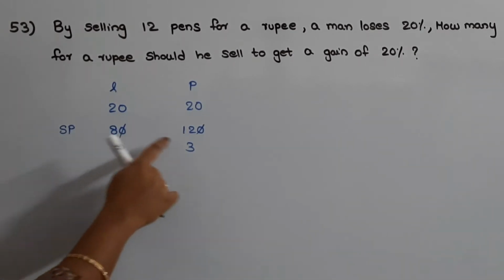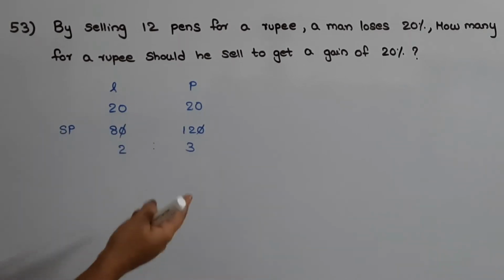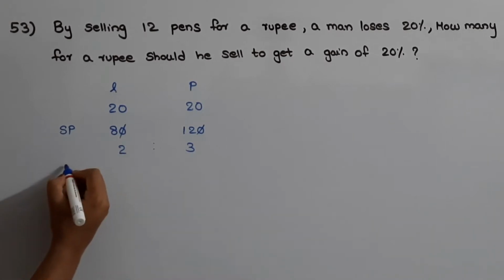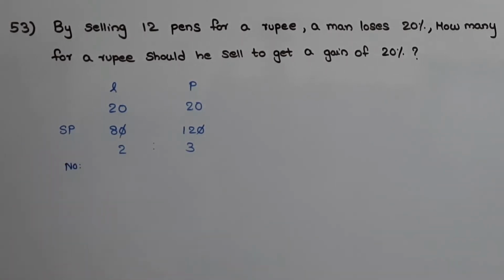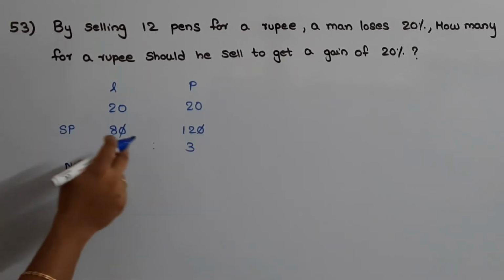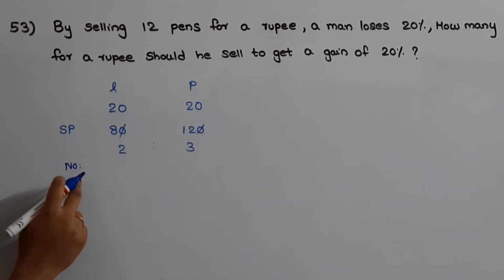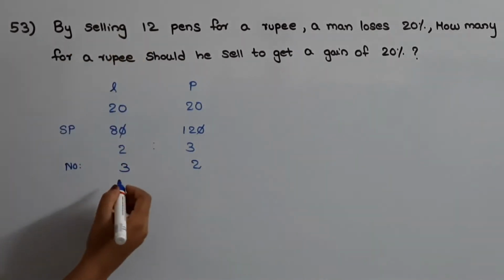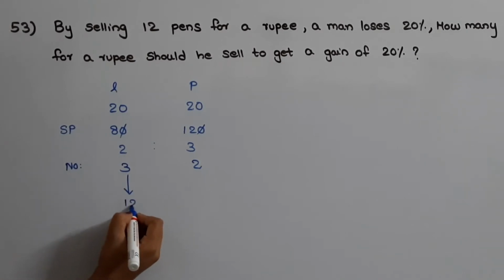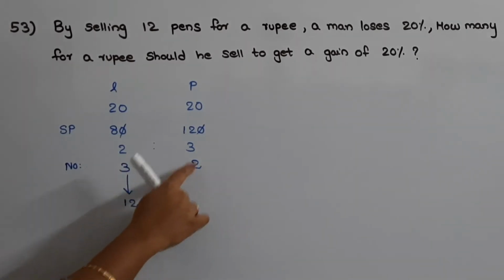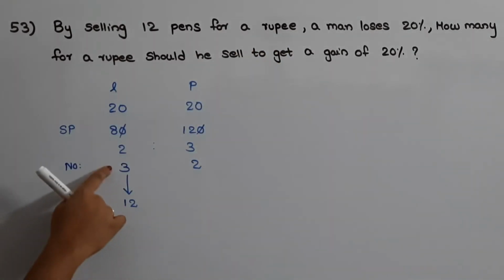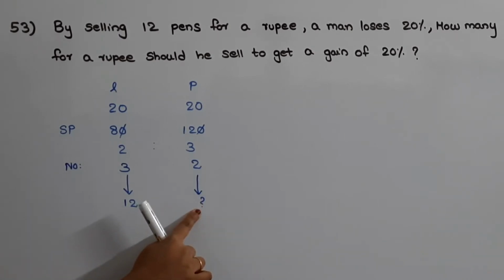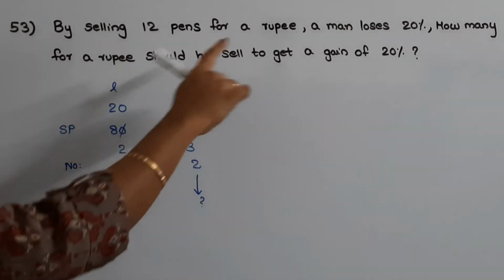Which means when the selling price increases, the number of pens which he should sell should decrease. Which means selling price is inversely proportional to the number of pens which he is selling. So if selling price ratio is 2:3, then number ratio will be 3:2. So initially he sold 12 pens, which means we can represent this 3 as 12. We need to find out the number of pens which he should sell in the second case. So if 3 can be represented as 12, how can we represent this 2? On finding this value, we will get the number of pens which he should sell in the second case.